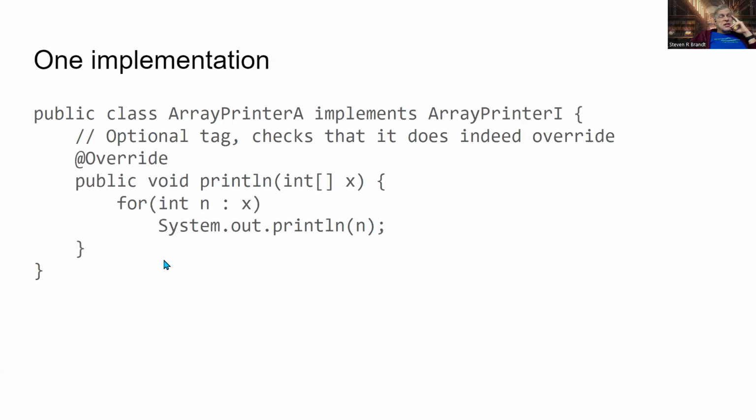Okay, so here is an example implementation of ArrayPrinterI. I'm calling this ArrayPrinterA. The override tag is optional, and it just says that I'm overriding a method in ArrayPrinterI. And override is checking to make sure I've spelled things correctly and I have the types correctly. It's checking to see that there really is something of type public void println int array on the superclass, in this case, the interface.